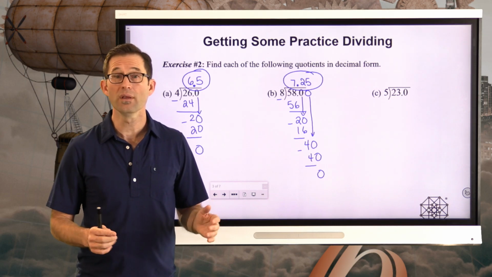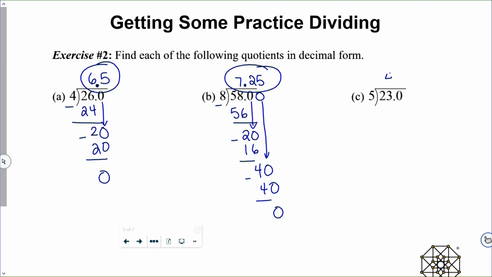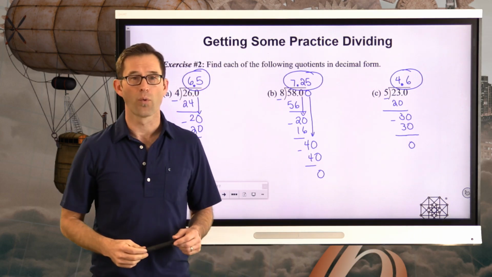All right, this one's pretty easy too. So let's do it together. 5 goes into 23 4 times. That's going to give me 20. I'm going to subtract. I'm going to get 3. Put the decimal point down. Drop the 0. I have 30. 5 goes into 30 6 times. 6 times 5 is 30. Subtract, and I get 0. So 23 divided by 5 is 4.6.